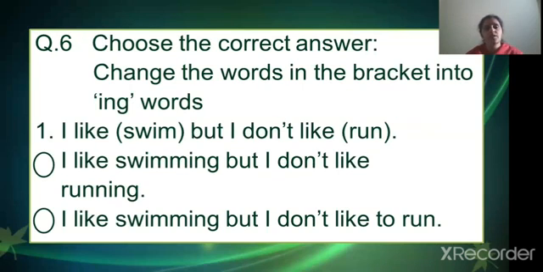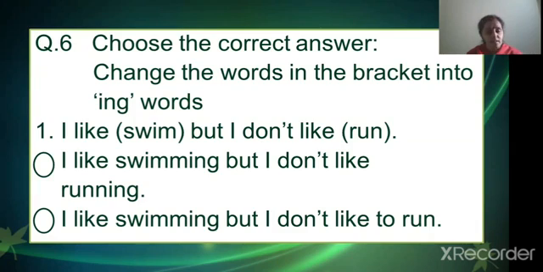Let's move to the next question, children. Choose the correct answer. What you have to do here? Change the words in the bracket into ing words. Okay? Read the sentence. There are some words in the bracket. You have to change them into ing words and rewrite. So here the two options are given to you. You're going to select the correct option.